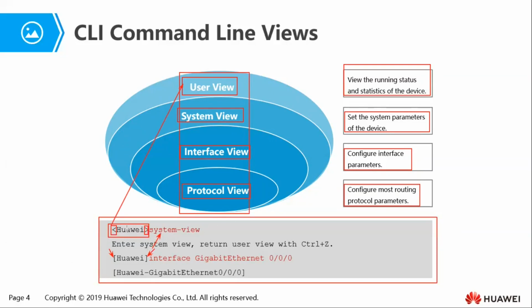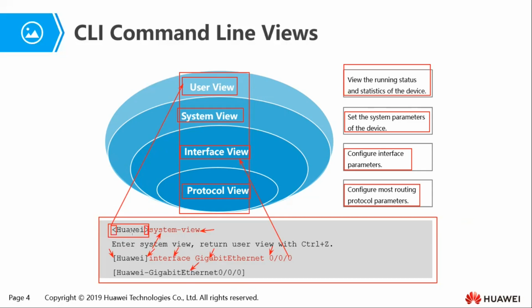So to get from the user view to system view, you enter this command, system-view. Now, once you get into the system view, you can get into an interface view by typing the keyword interface, then the name of the interface, then the number of the interface. Once you do that, you can see that the prompt changes.